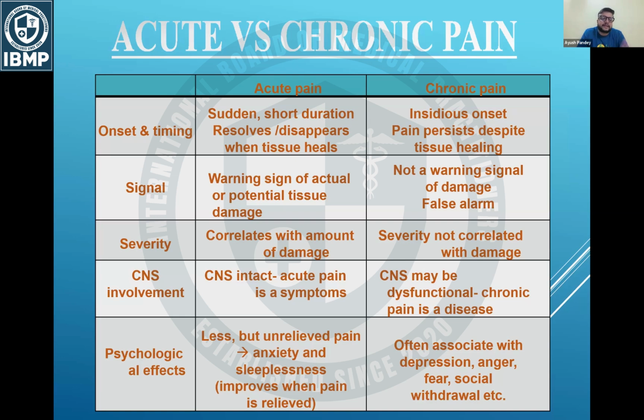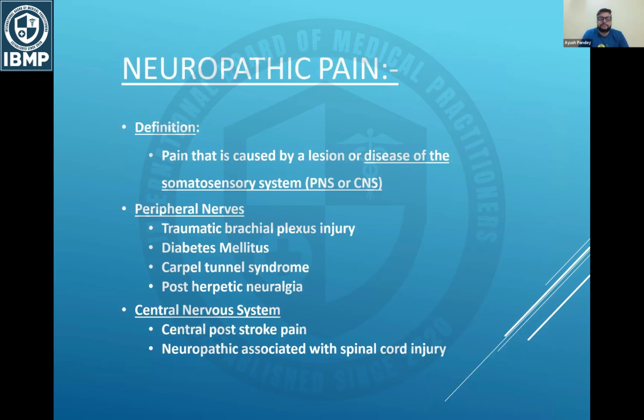So you see the basic difference: acute pain is a symptom, while in chronic pain there is dysfunction of the central nervous system, and it becomes more or less a disease. Psychological impact: in acute pain there will be a psychological impact, but in chronic pain it is less by comparison. Unrelieved acute pain may be accompanied by anxiety and sleeplessness. On the other hand, chronic pain may lead the patient to develop depression, fear, social withdrawal, and anger. Because it persists for a longer duration, maybe months, years, or even a lifetime, it becomes very difficult for the patient to remain psychologically alert, and it has a strong impact of psychological dysfunction on the brain.